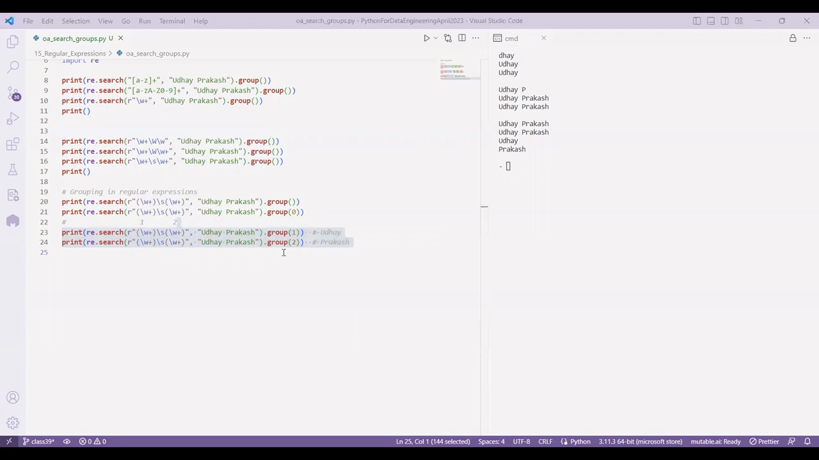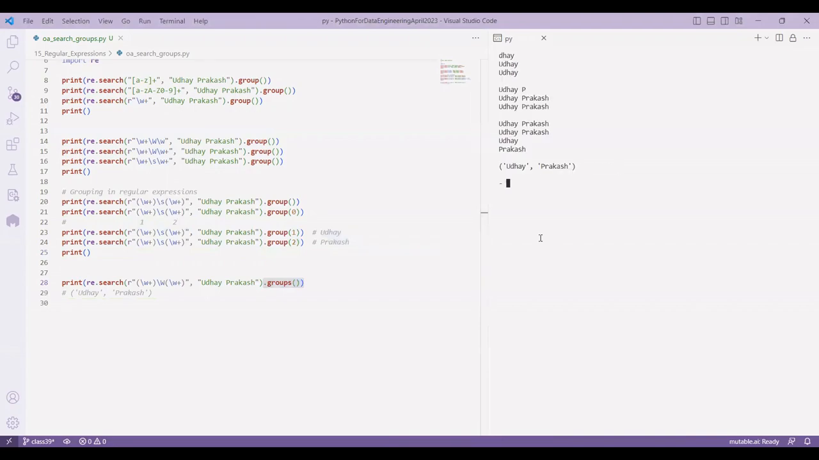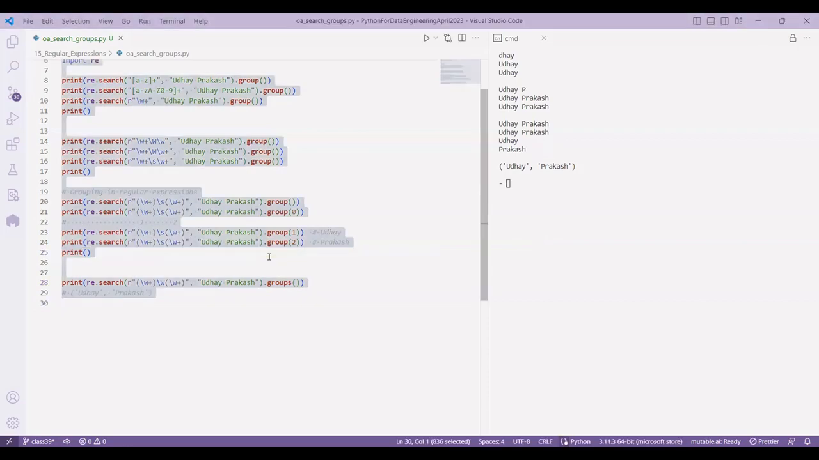Whenever you write, sir, I have multiple groups. So if there are 2, 3, 5, 10, you cannot go and ask for group of 0, group of 1 like that. How many groups are there? You want all the groups. In that case, we can go for something called groups. Group is different from groups. The moment you do groups, you get all the groups it has, in a tuple. So that is the advantage of going for this.